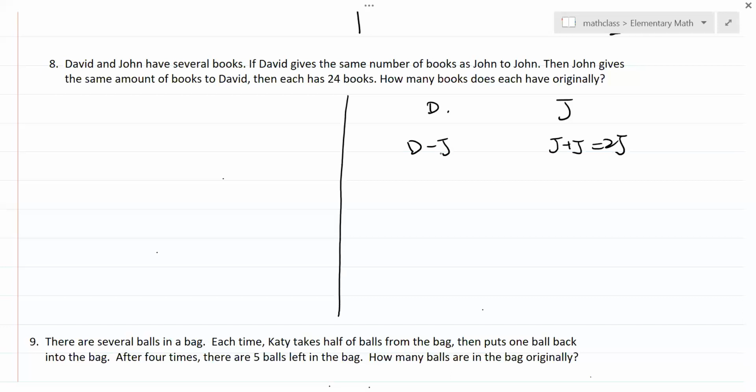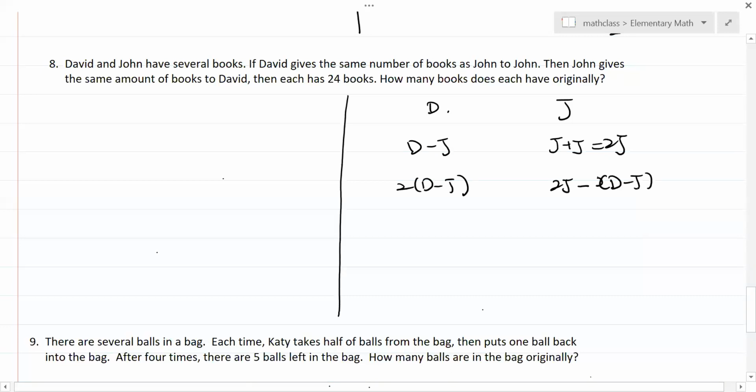Then after that, David gives some books to John. This should double John's books. So it's going to be D minus J, and this time he's going to lose this amount of books. The final result will be each of them has 24. Maybe sometimes the answer will be that David has 8 books, John has 8 books. This is how you can always solve the problem.